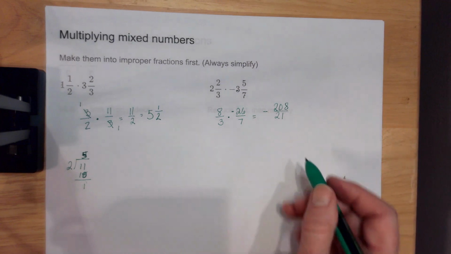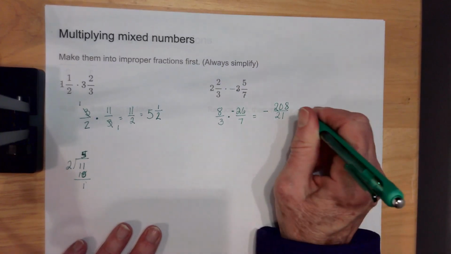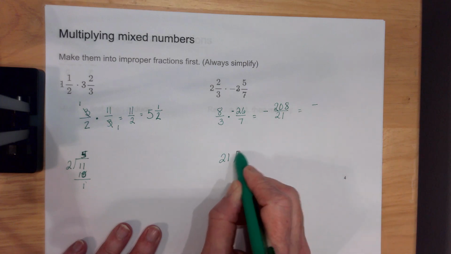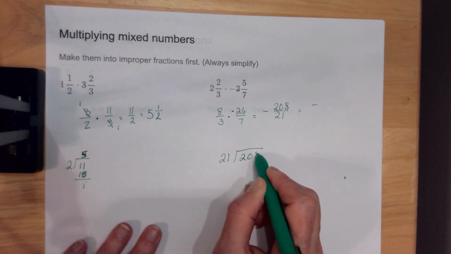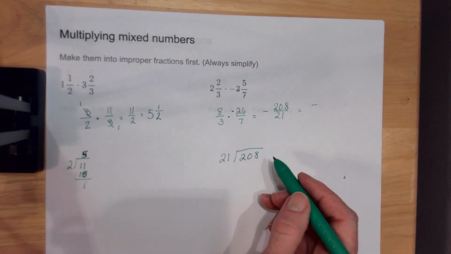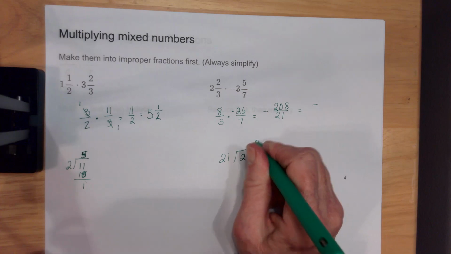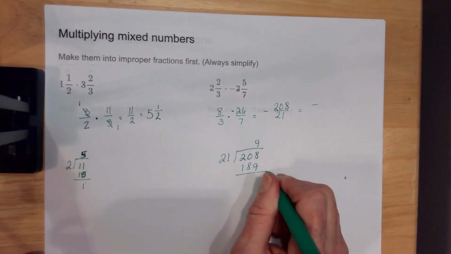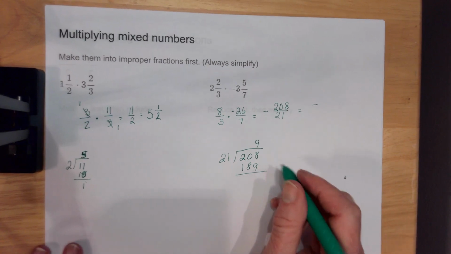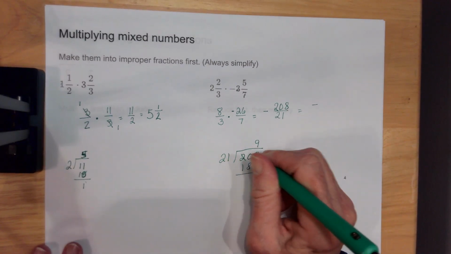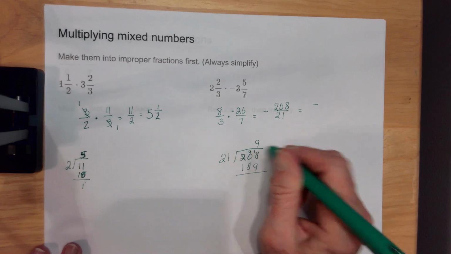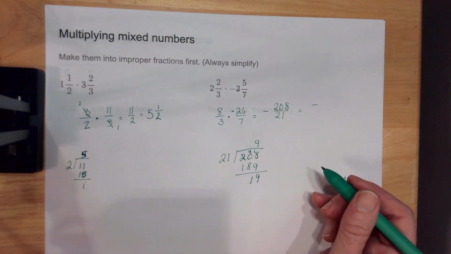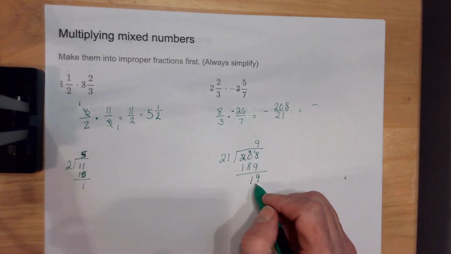So then I'm going to have to make this into a mixed numeral. So it's negative. Got to take the 21, divide it into 208. It's going to go in there 9 times. 9 times 1 is 9. 9 times 2 is 18. So when I subtract, I'll have to borrow here. That makes that a 9 and this a 10. So that's going to give me a 9 and a 1. So I have 19. That's going to be my remainder.